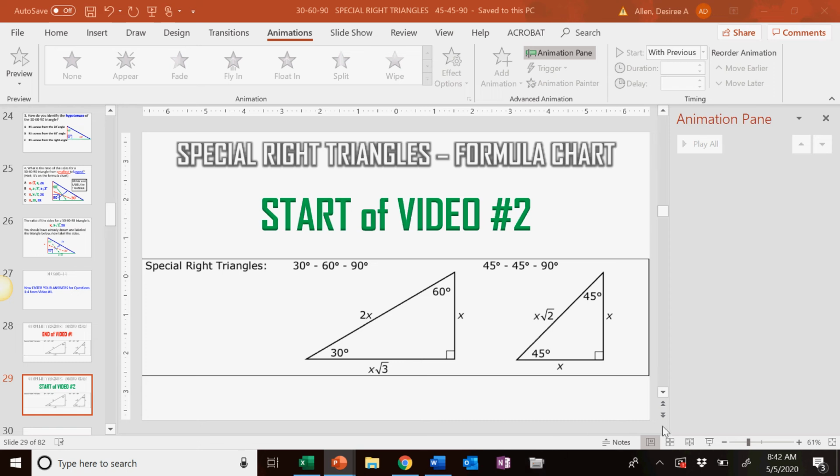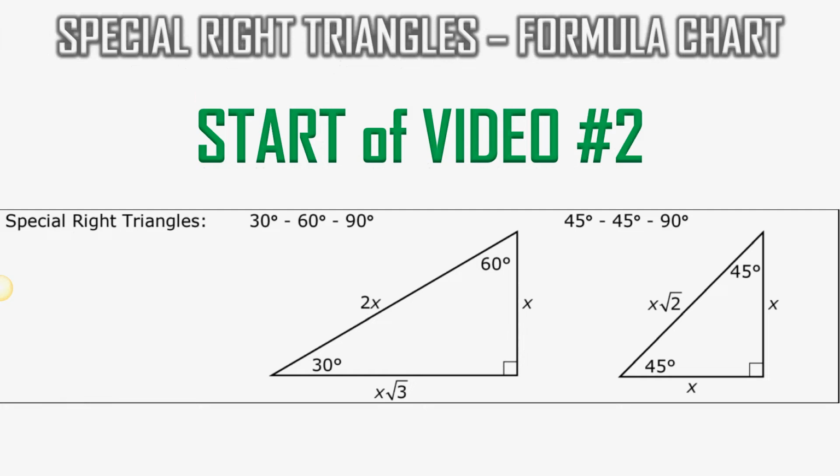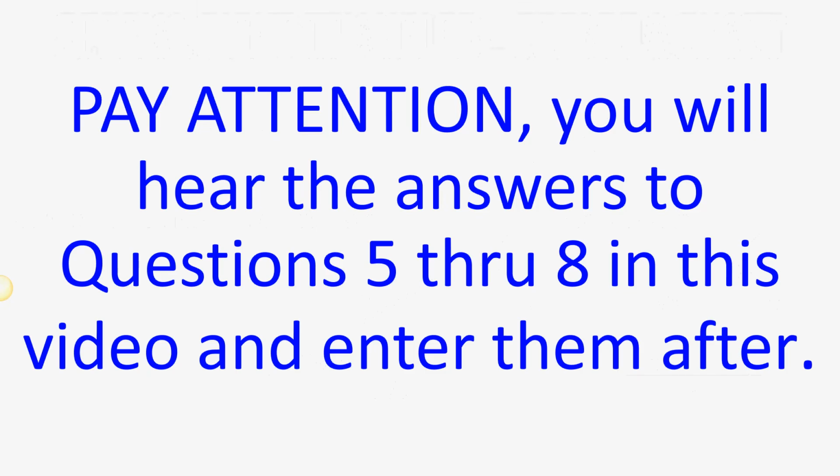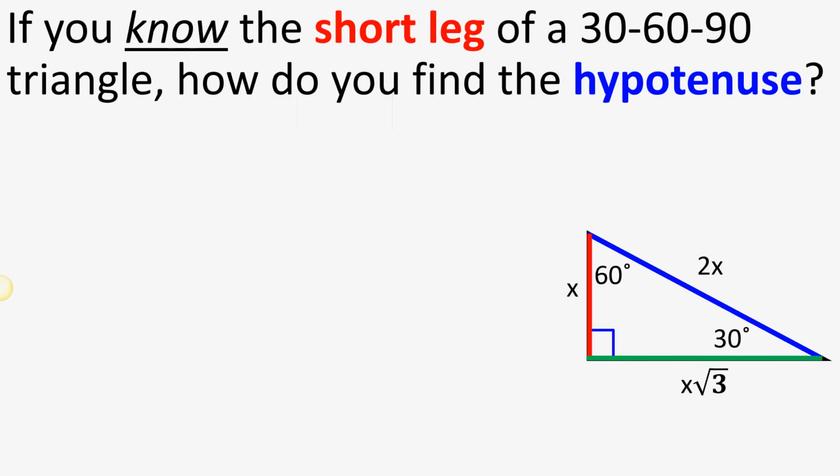Alright, we are in part 2 of our special right triangles. Again, there you've got your formula chart. Pay attention, you're going to have 4 more questions, numbers 5 through 8. Write them down when we get to that point.